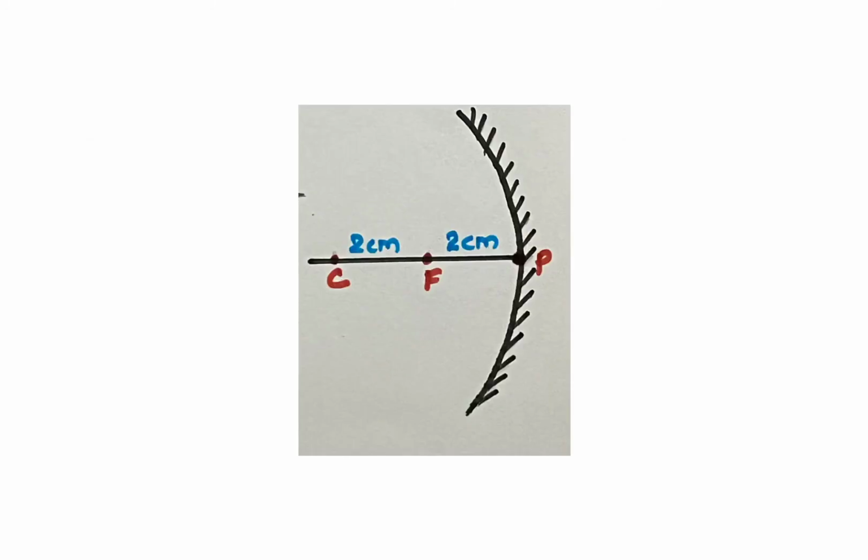Now one thing you have to keep in mind, that while drawing the diagram, pole P should be at the center of reflecting surface of mirror as per the definition. How much distance is there between P and F? Same distance should be there between F and C. So when you are drawing the diagram, you have to be particular that distance between P and F and C should be same. So now let us draw the diagrams. Here I have taken 2 centimeter. You can take any distance, but you have to keep in mind that distance between P and F and C should be same.